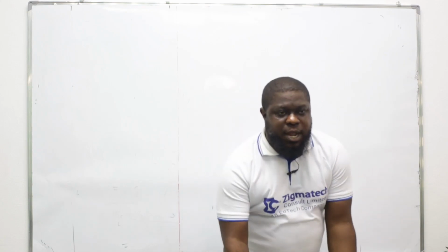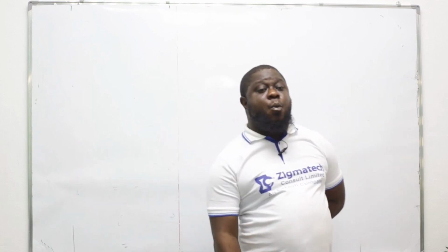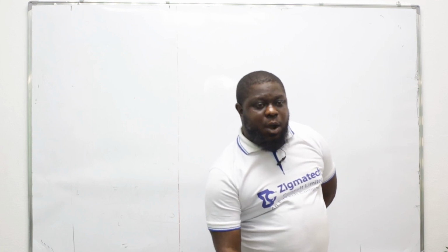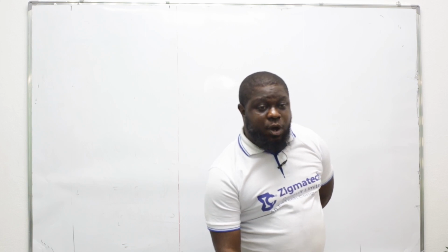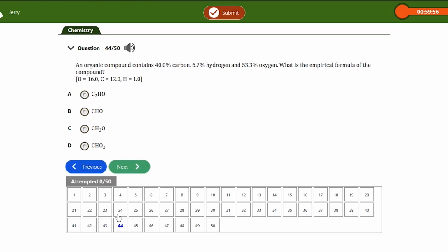Now, let's go to the exam guide to quantify what we have learned. We'll go to 2010, question 44. It says an organic compound contains 40.0% carbon, 6.7% hydrogen, and 53.3% oxygen. What is the empirical formula?